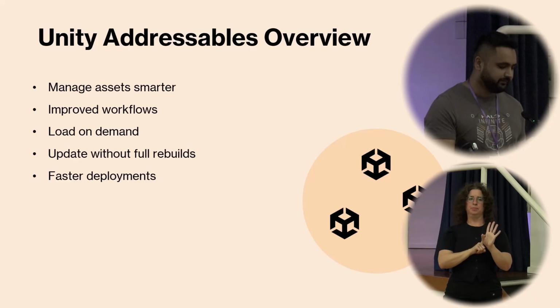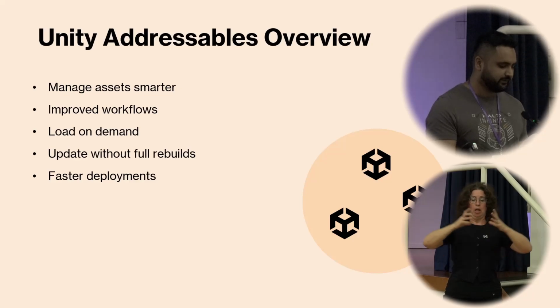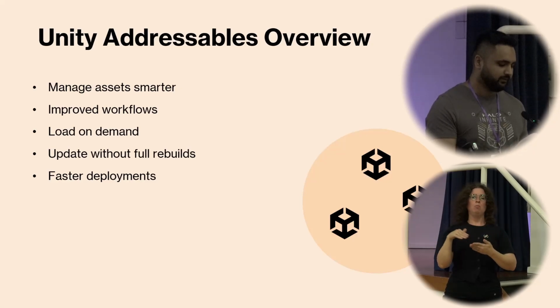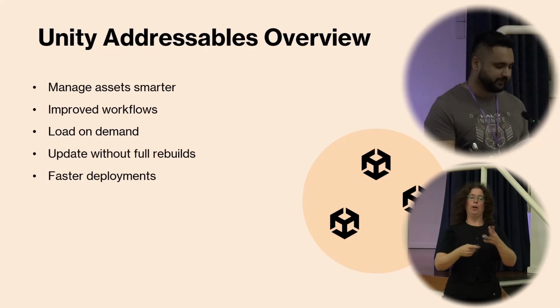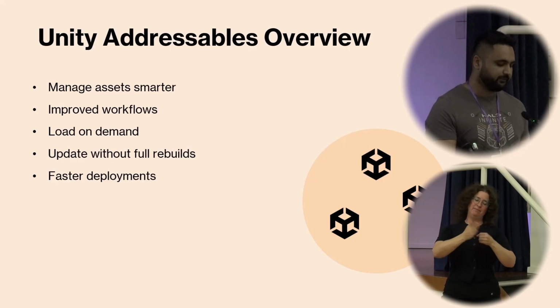As your project grows, managing assets can become messy. Builds get bigger, updates take longer, and workflows start to slow down. The Unity Addressable Asset System offers a smarter solution. It lets you manage assets more efficiently, load them only when you need them, and make updates without rebuilding the entire project. Most importantly, it enables faster deployments and smoother workflows, so you spend less time fixing builds and more time creating great games.